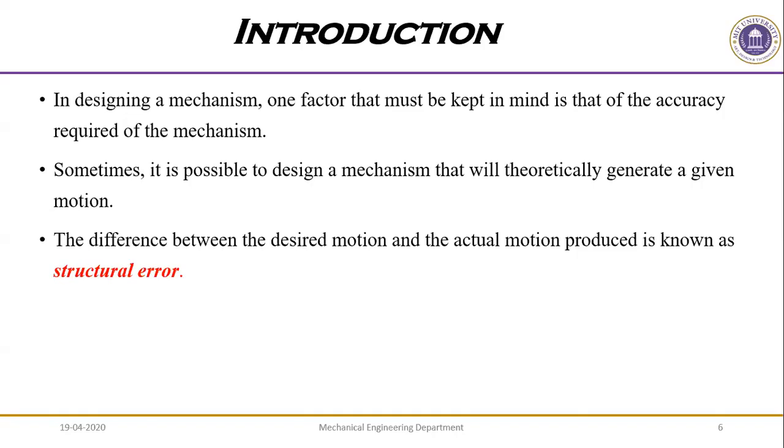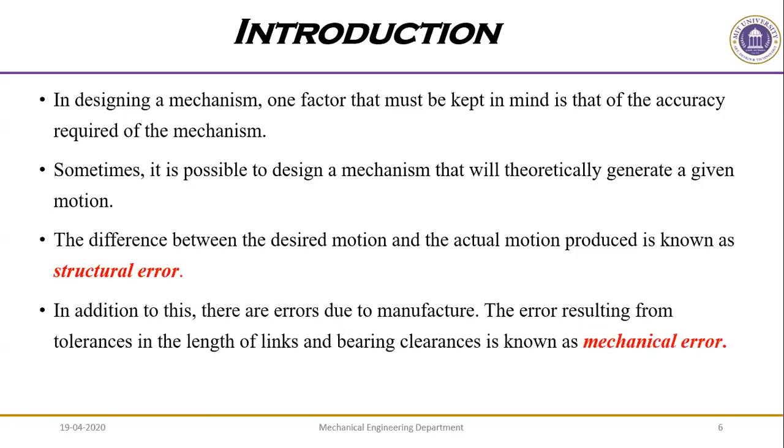But it is not the case that in a mechanism only structural error is there. There may be some mechanical errors also. Those mechanical errors are nothing but errors due to manufacturing, errors resulting from the tolerance on the length of the links, and bearing clearance. Whatever error is induced in the mechanism because of that is called mechanical error.